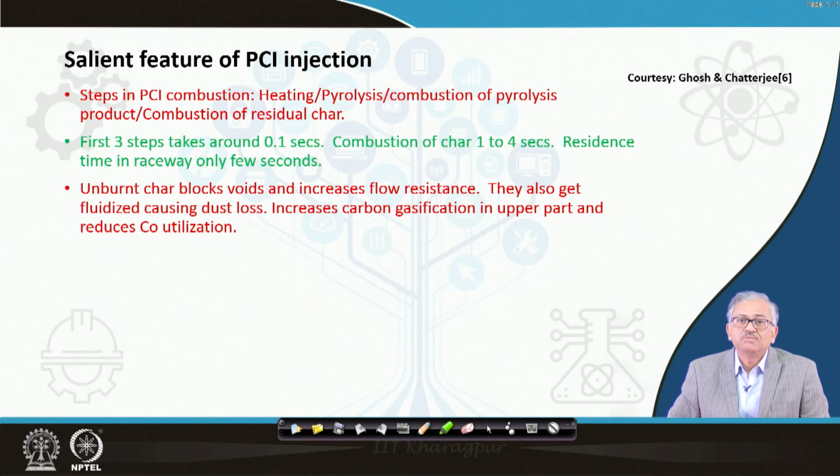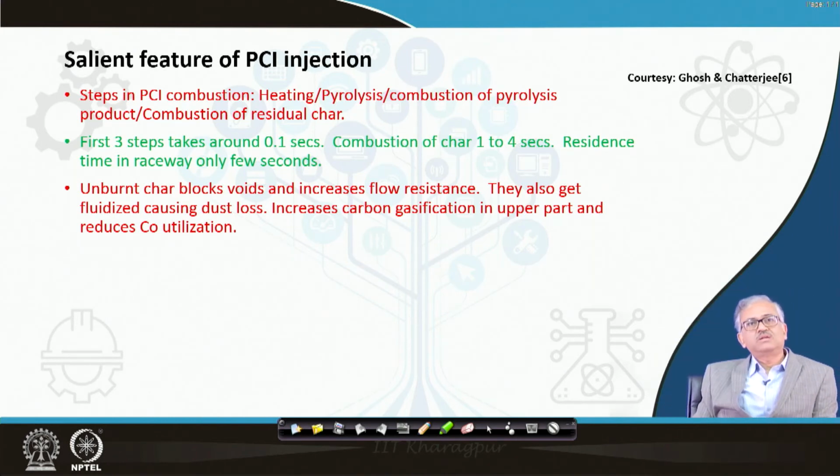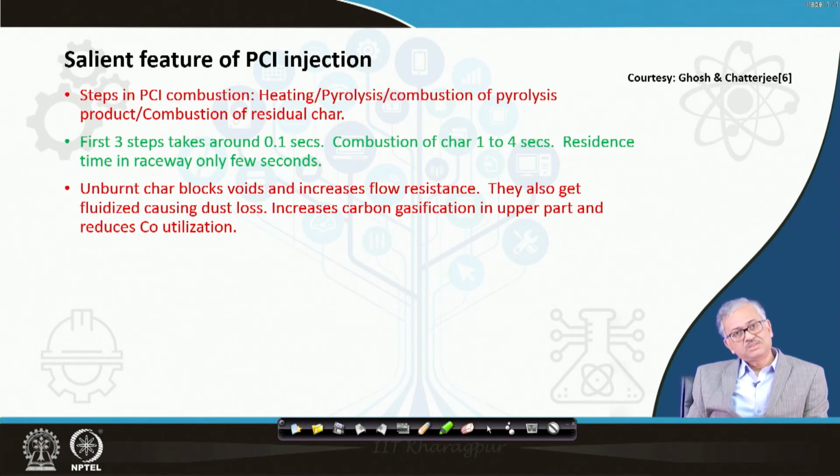They can also be fluidized at the top and come out of the system. Because this char is very reactive, it can increase the carbon gasification reaction. As a result, even in the upper part of the furnace, at comparatively lower temperature, carbon gasification can take place and it will increase the CO gas at the exit. So those are the things.